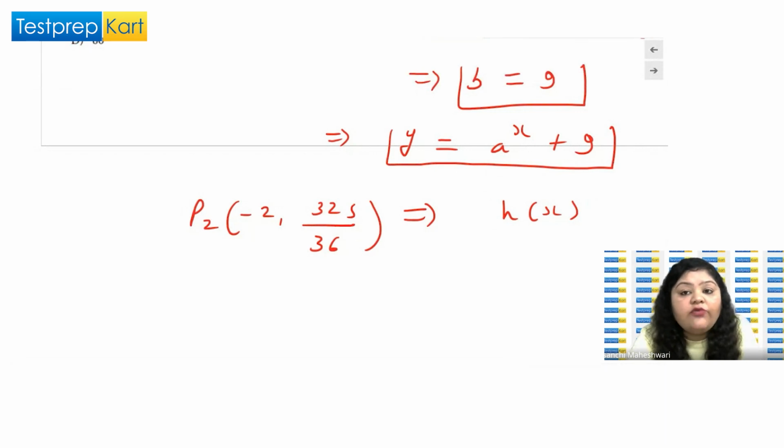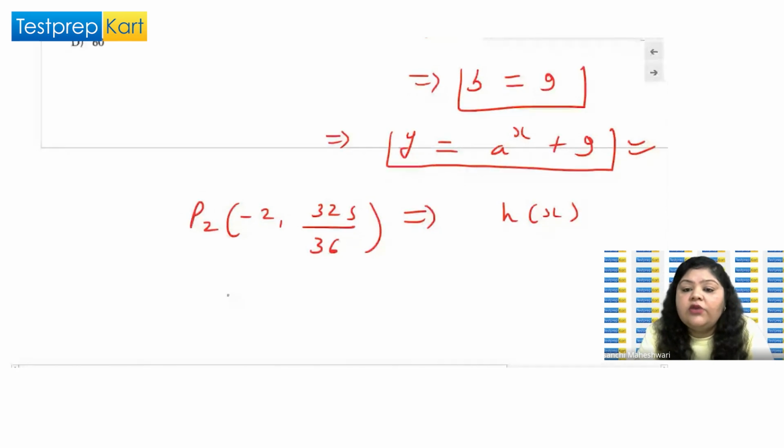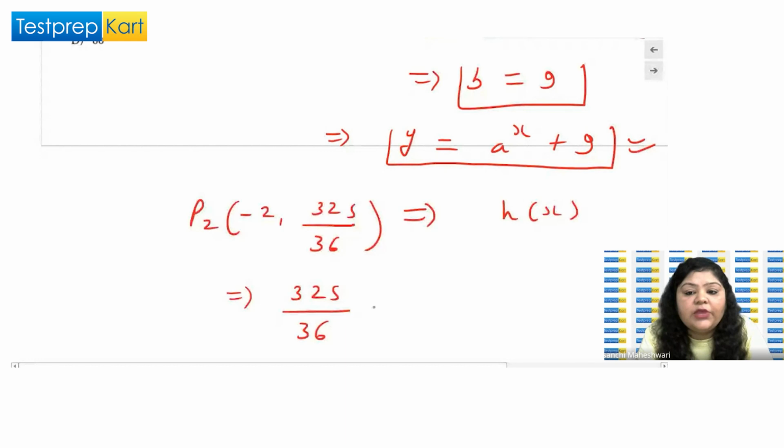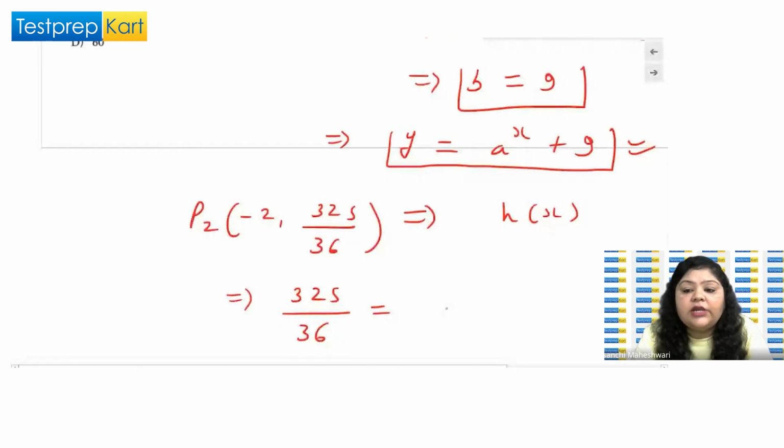Now if I do so, what you have to do is just substitute the value of x and y in the same function. So now this is going to be a new function. So what is the value of y? Can I say 325 divided by 36? So this is the value of my y, which equals what? A to the power x. That means a to the power minus 2 plus 9.